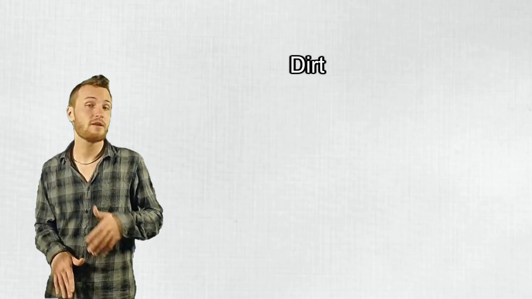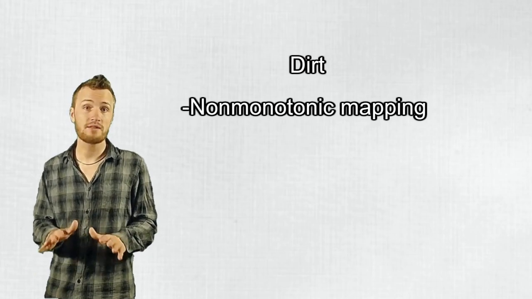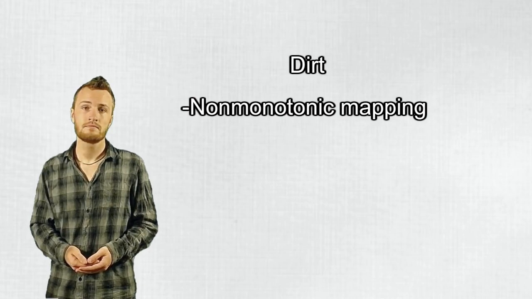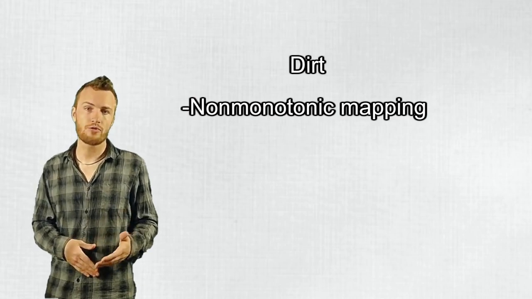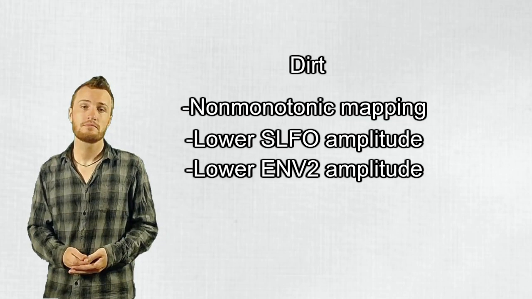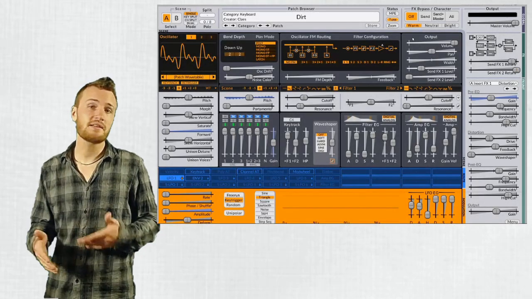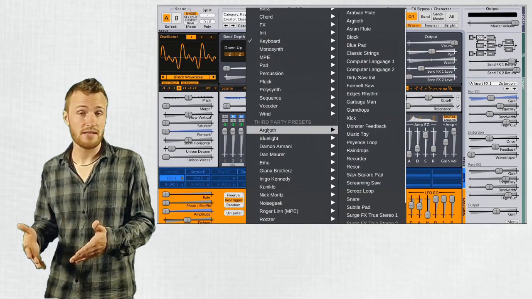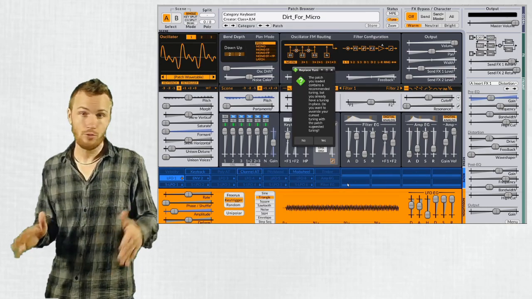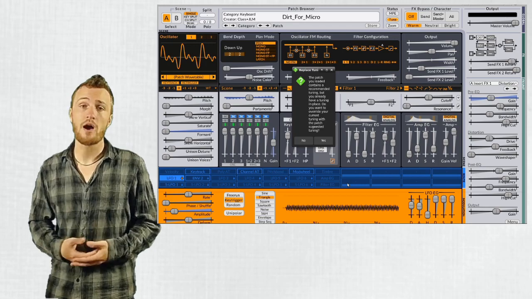For example, here's the keyboard preset Dirt, out of the box, played via my Axis-49 with a highly non-monotonic mapping for Top meantone tuning. And here's what it sounds like after lowering the SLFO amplitude and the ENV2 amplitude. These edits can, of course, be saved as your own user presets, and do remember that if your mapping is monotonic with regularly sized steps, it will probably work fine with most of the presets out of the box.